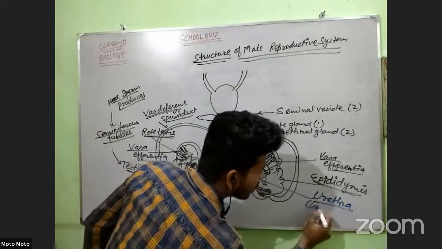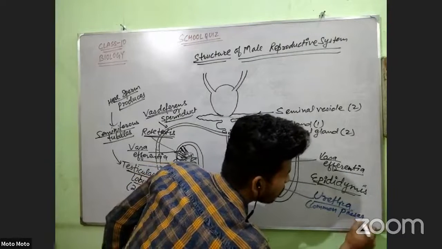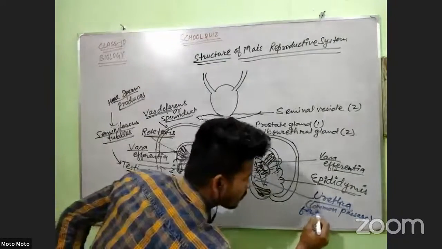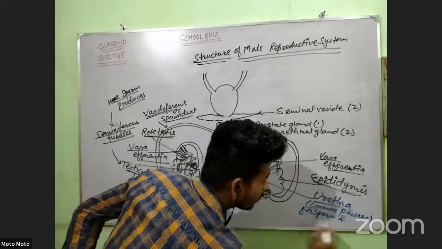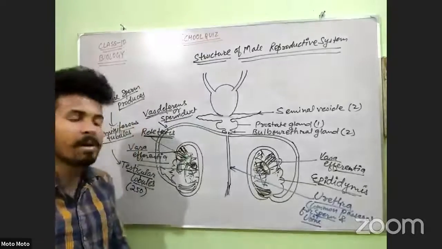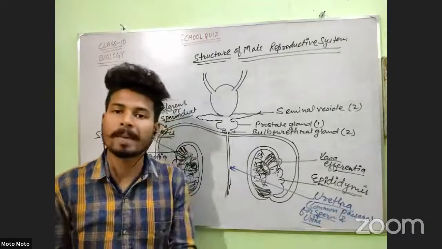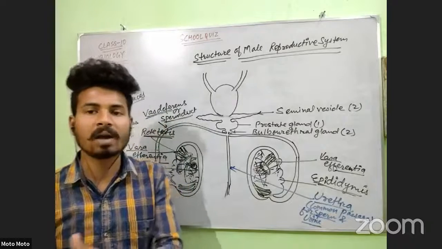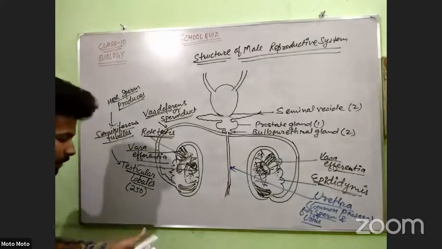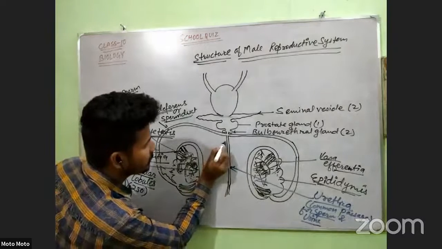Urethra is also said to be the common passage for sperm and urine. Got it? If we are asked the question, what is the name given to the common passage for sperm and urine, then our answer will be the urethra. Got it? Urethra will be our answer. Now we will make the other parts that are joined with this.